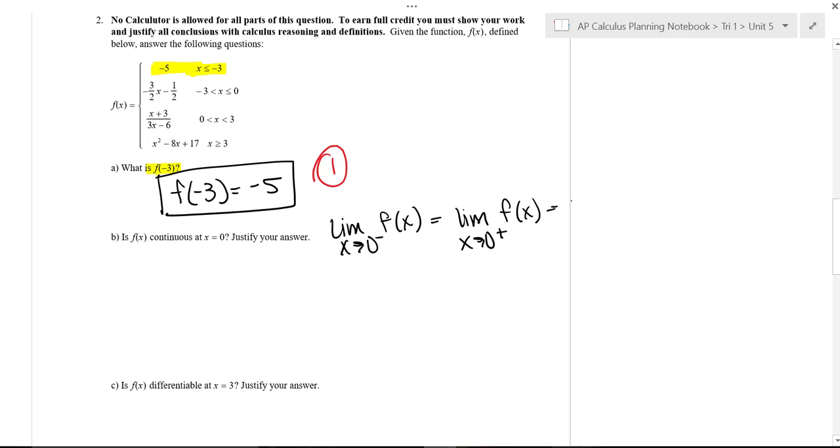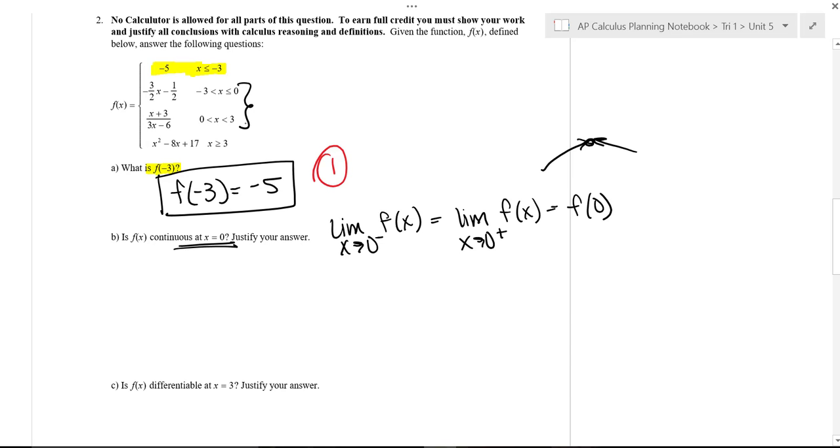And that also equals f of 0. So those all have to be equivalent, because what we're saying is that they're both approaching the same value, and then there's also not a hole at that point. So you can't just say that they're approaching the same value, but it also has to be filled in. So let's get this done. It looks like that x equals 0 continuity is going to be utilizing these two pieces of my piecewise function.